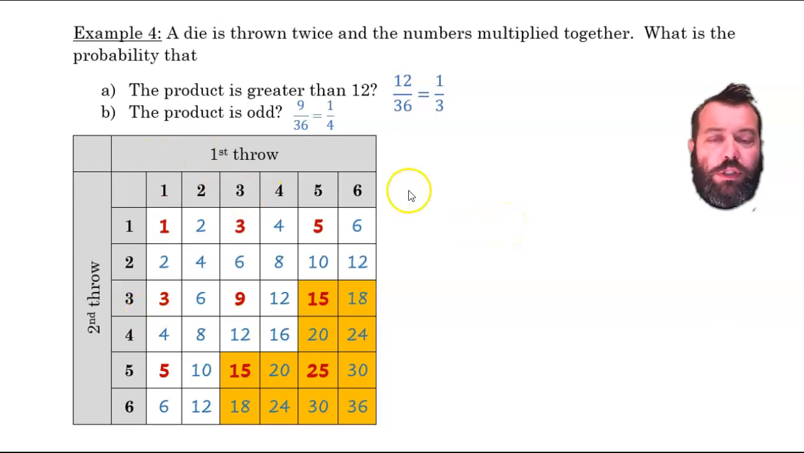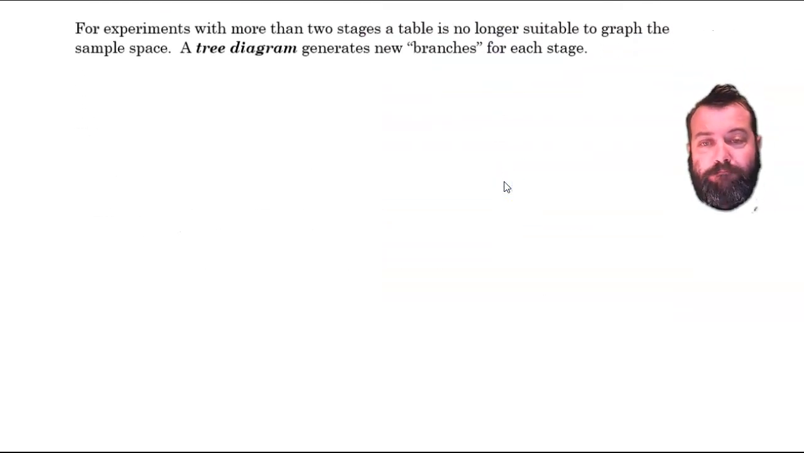So that was a two-stage experiment. We rolled 2 dice, and so we used a table. That was good. However, sometimes we have more than 2 stages, and unless we're going to use some sort of 3-dimensional or multi-dimensional table, we're going to need another method for looking at our sample space. So we can use a tree diagram.